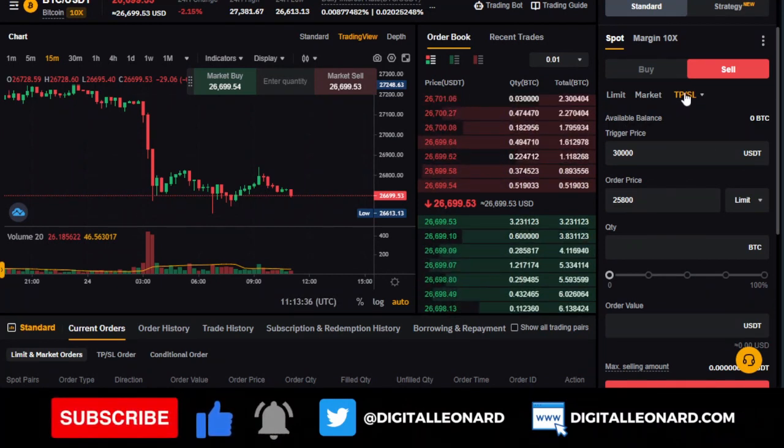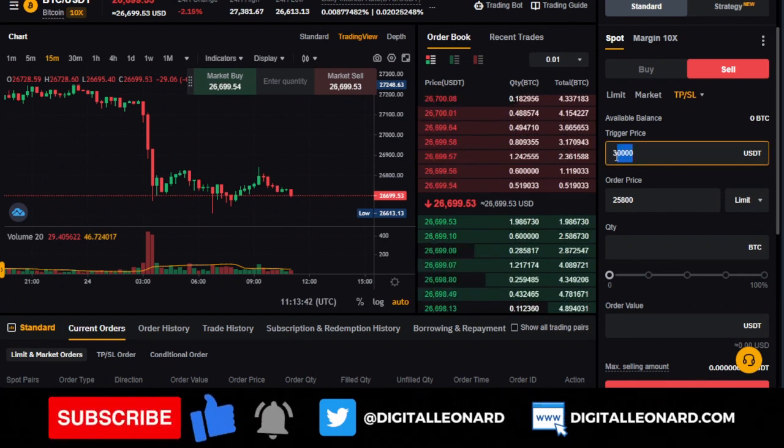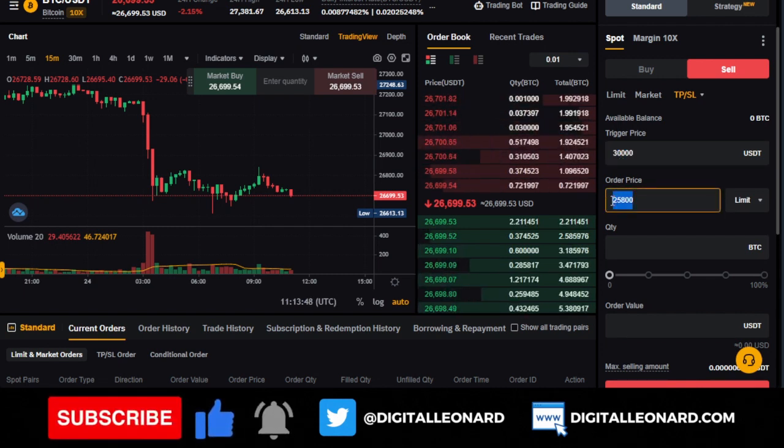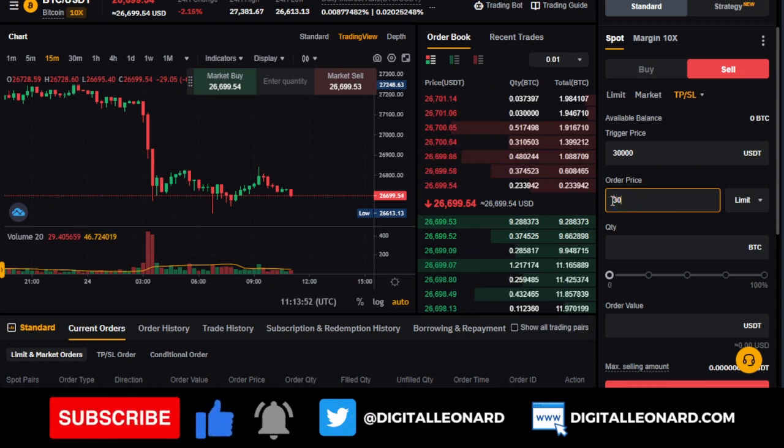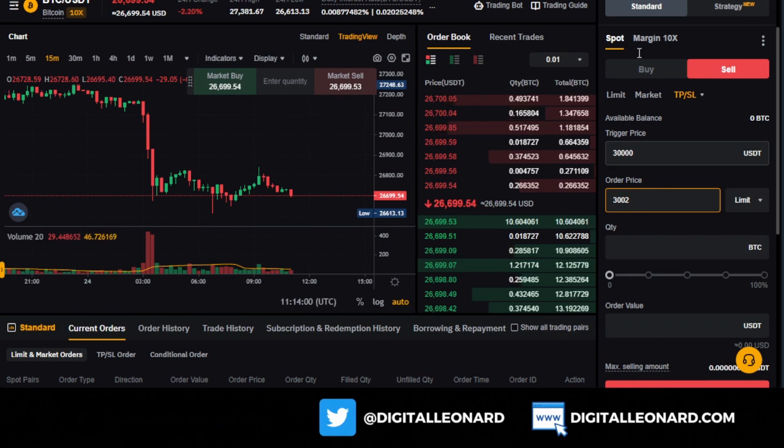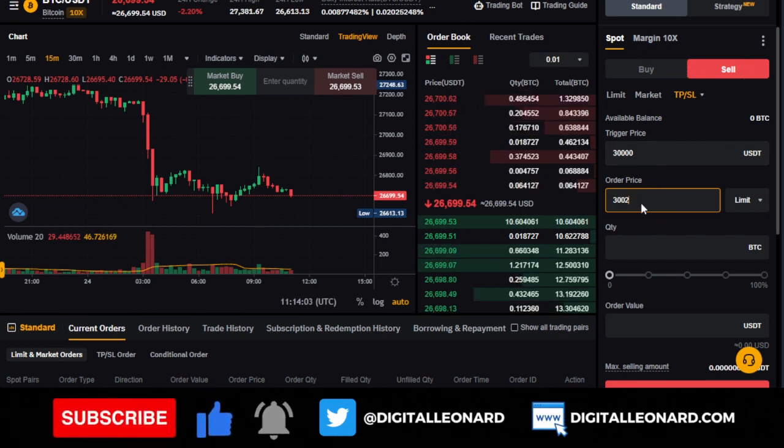Now, the same thing I was explaining to you when using the conditional order. Remember, when you click on the take profit and stop loss option, there is a trigger price. So the trigger price, if I want to sell at 30,000, I'll put 30,000 here. Then the order price, I can say it should be 30,000 and maybe $20 or thereabout, 30,002 or 30,003 or whatever. It has to be slightly above this because I'm going to sell. If I'm going to buy, then this has to be slightly below this.